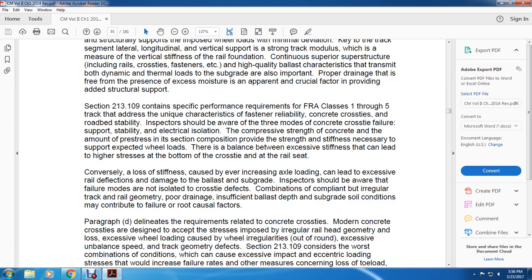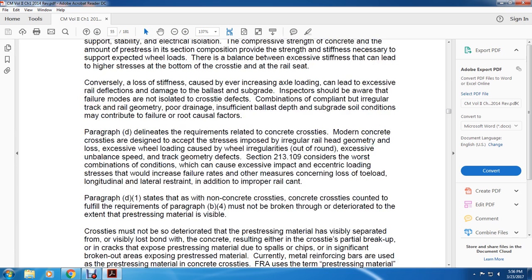Section 213.109 continues with the specific performance requirements for FRA Class 1 through 5 track, addressed with the unique characteristics of the fastener reliability and concrete cross tie rail stability. The inspector should be aware of the 3 modes of concrete cross tie failure: support, stability, and electrical isolation. Compressive strength of the concrete with the amount of pre-stress of the section composition provides the strength and stiffness necessary to support expected wheel load, balanced against excessive stiffness that can lead to high stress at the bottom of the cross tie at the rail seat.